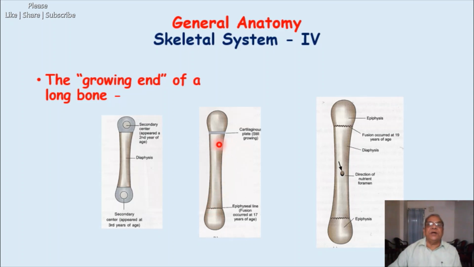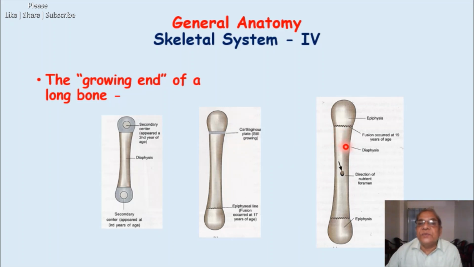At the same time, growth is still taking place at the upper end, because this secondary center has not fused with the primary center. The epiphyseal plate present here is still forming new cartilage, and on the metaphyseal side it is constantly being replaced by bone, so the bone is still growing in length at this end.